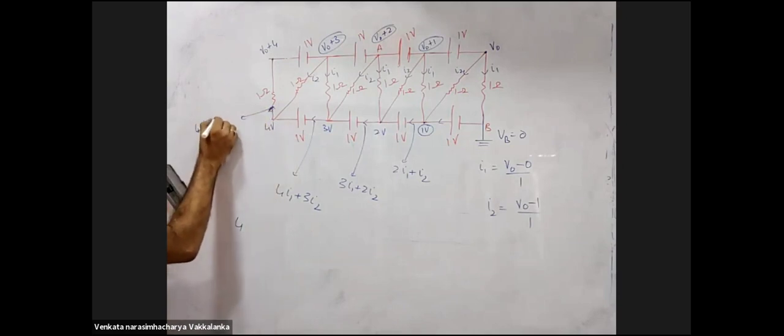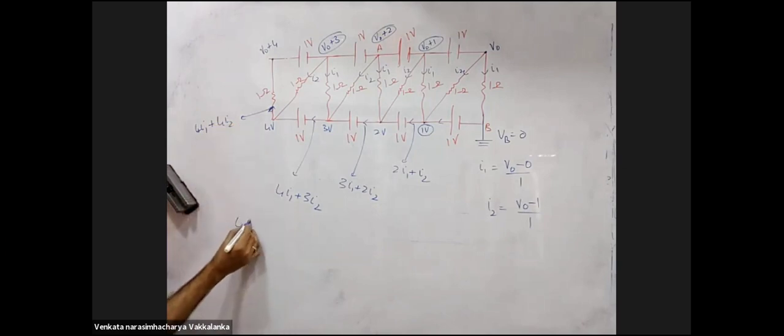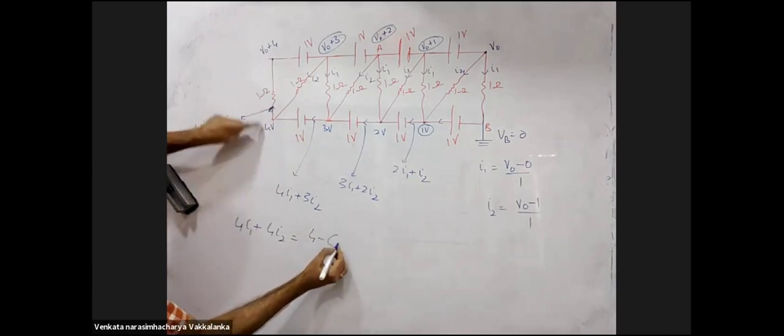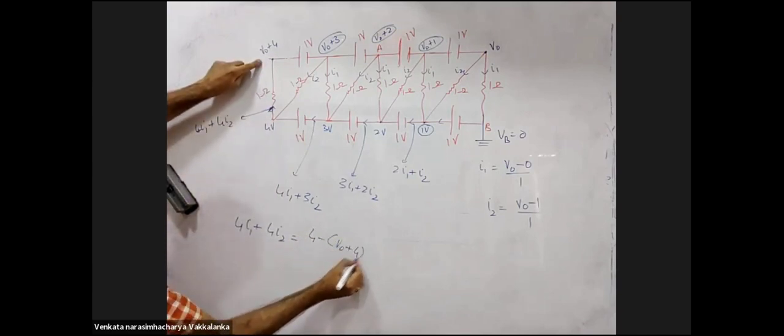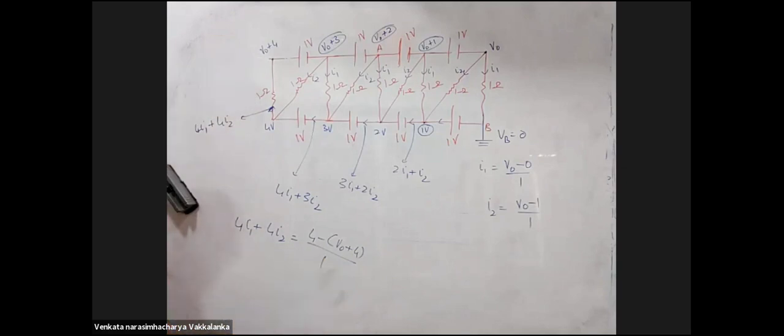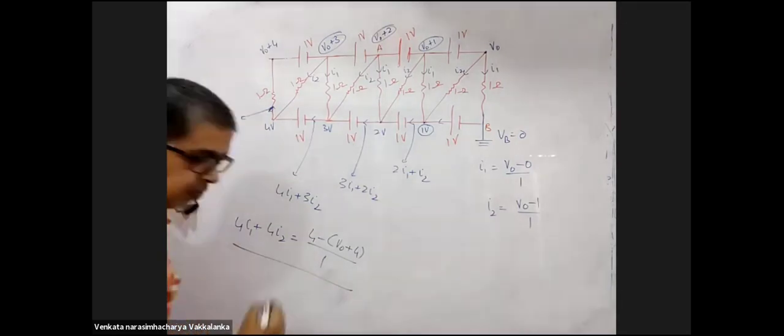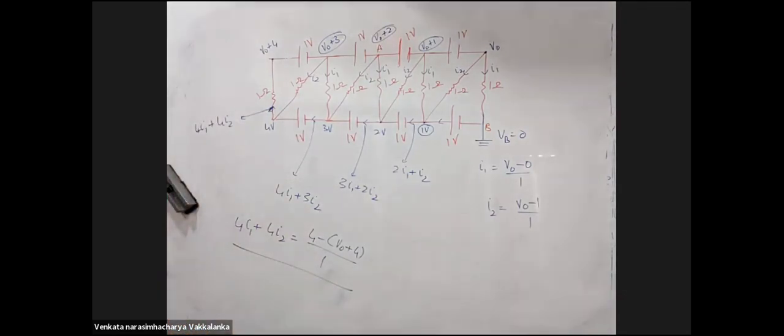4I1 plus 4I2 should be equal to 4 minus of V0 plus 4 divided by 1. I1 and I2 I'll substitute from here. One equation and one variable. Will I be able to solve this? This problem in nodal analysis is the safest bet.